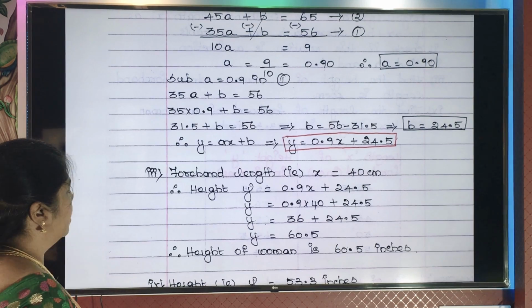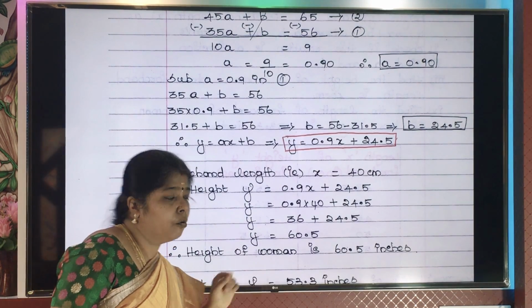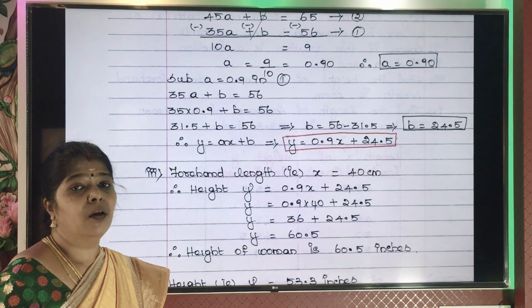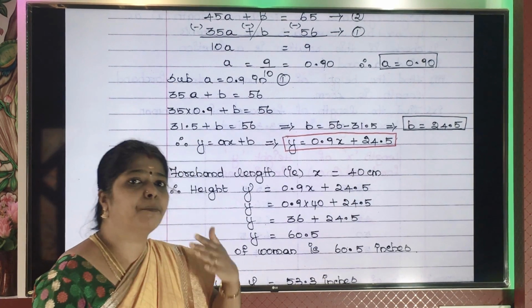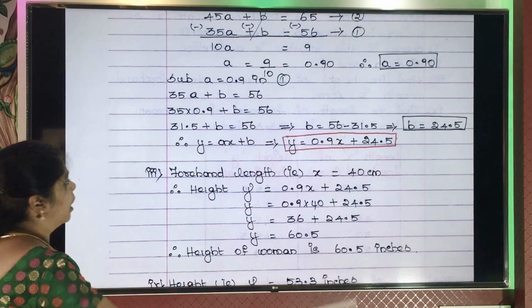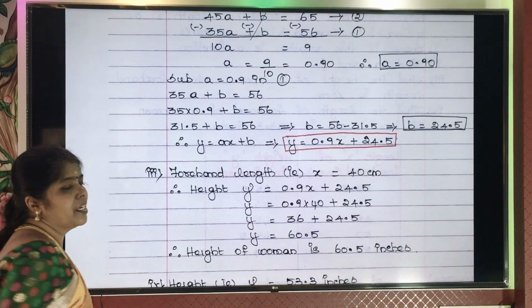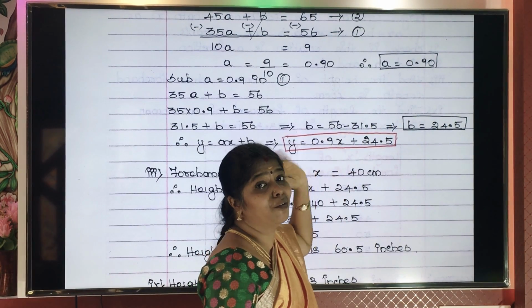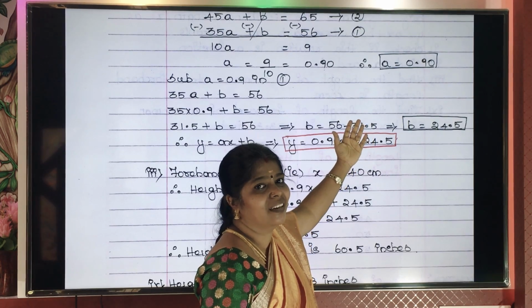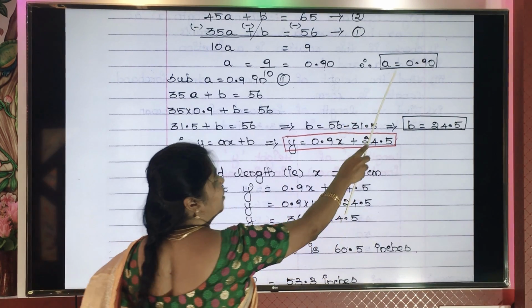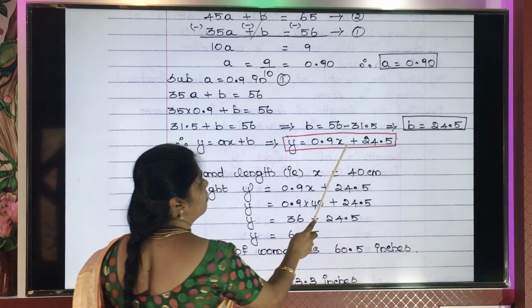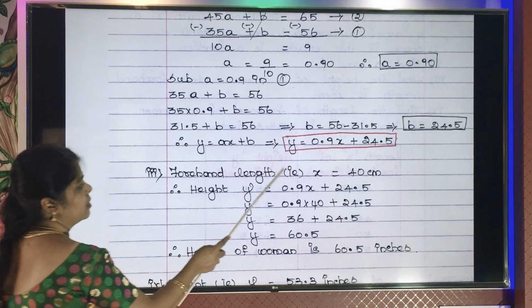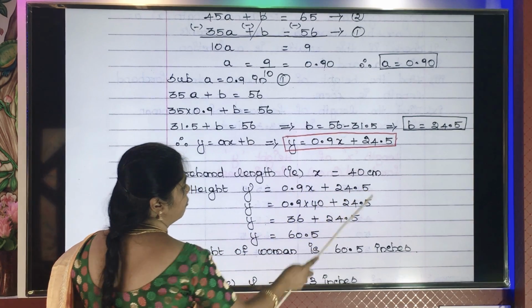Now the third question, they will give us the forehand length. What have they given? They have given 40. What are we supposed to do? We are supposed to find the height of the woman. Just now I have got an equation by substituting the values of a and b. That is why we found the values of a and b in the previous question. Understood? So now with these a and b values, I have got this equation, right? So you write this equation: y is equal to 0.9x plus 24.5.